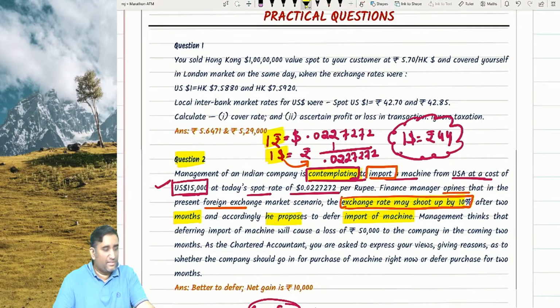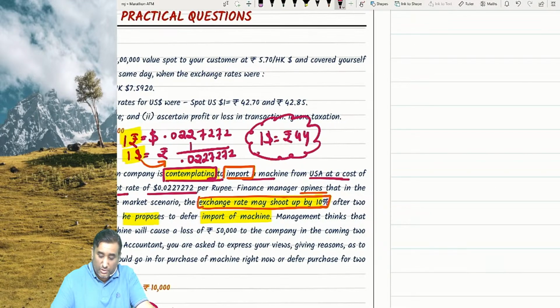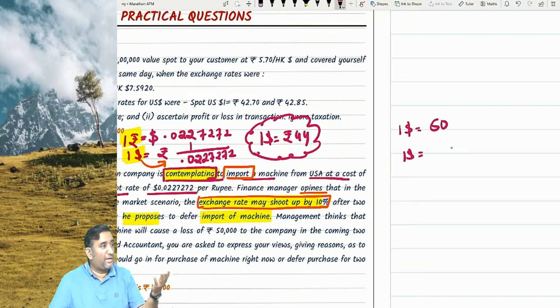No matter how much you try, I'm saying this is not the way of doing it. If you are an importer, you should think this way. Put any number of your choice for $1 is equal to. 50. Then put what could happen to $1 later. Any number of your choice. 70. Now, if you buy today, how much is the cost? You've taken 60. Okay. If you buy after some time, 70. Would you defer? No. Now instead of 70, if it becomes 40, yes. Now tell me which currency is shooting up?